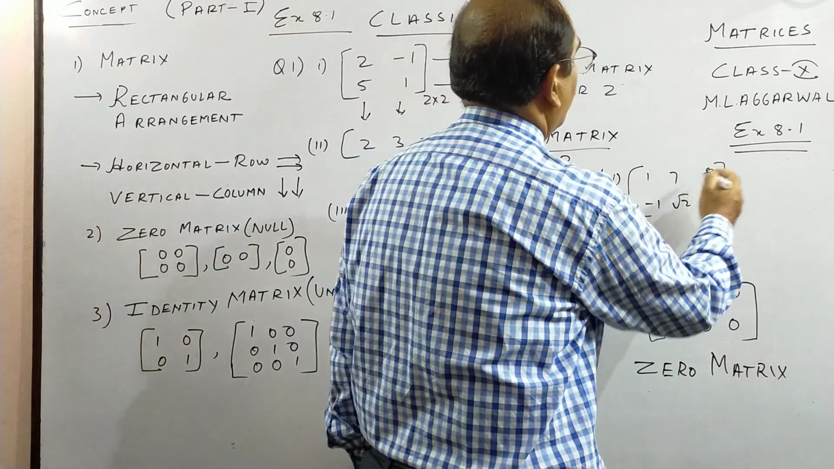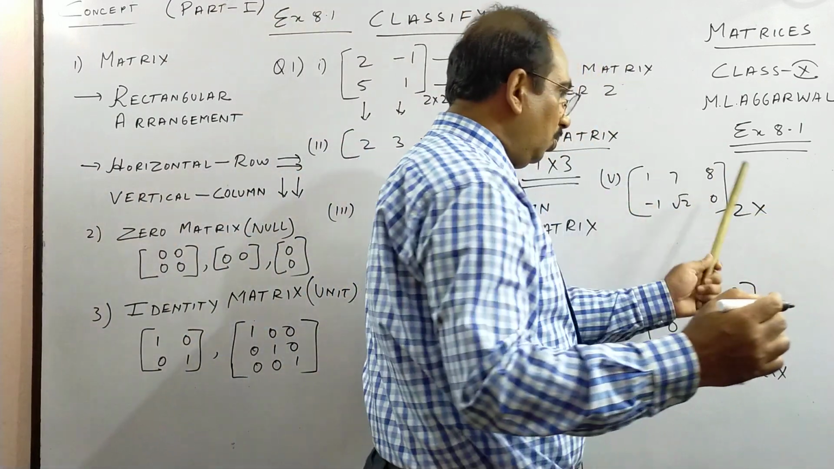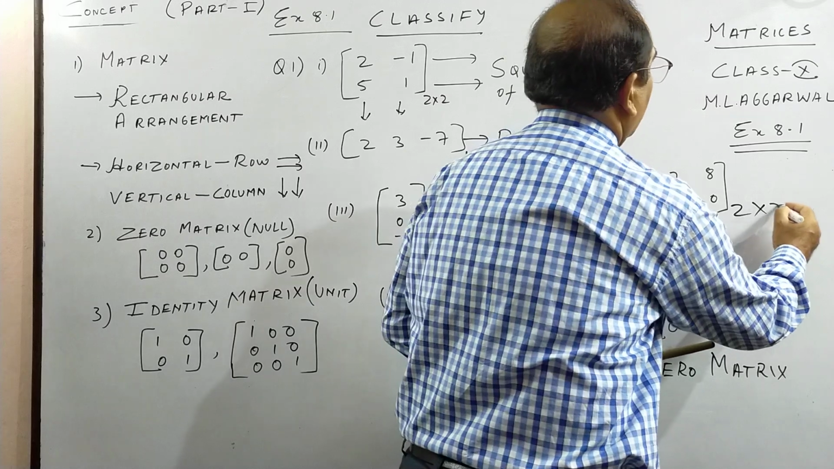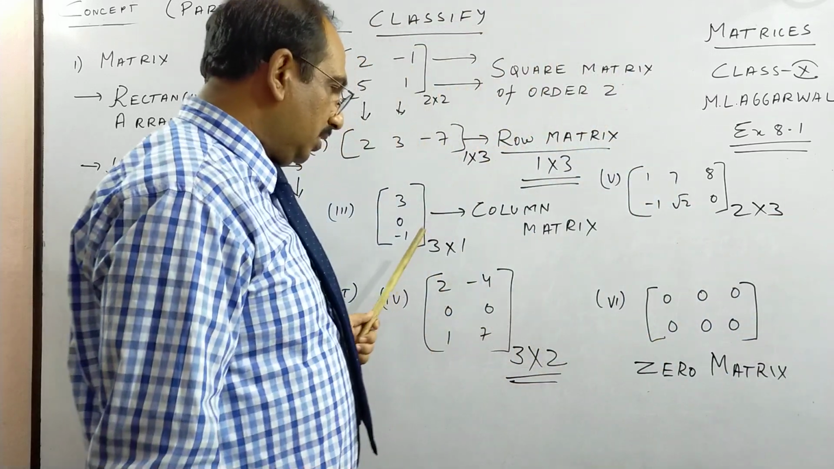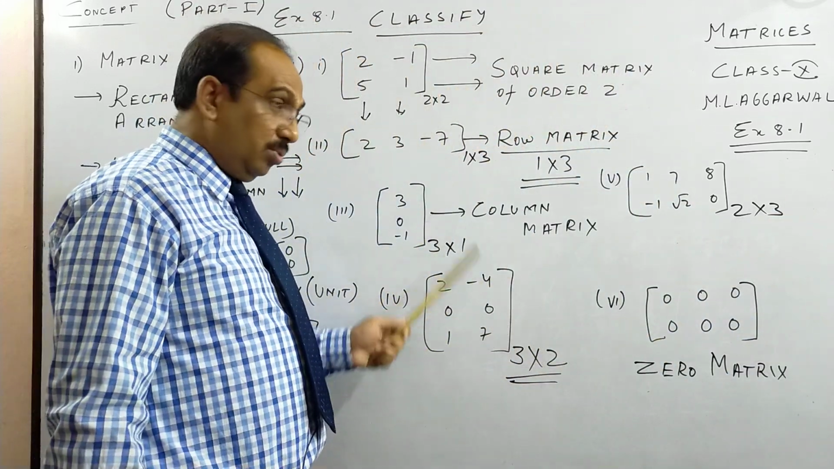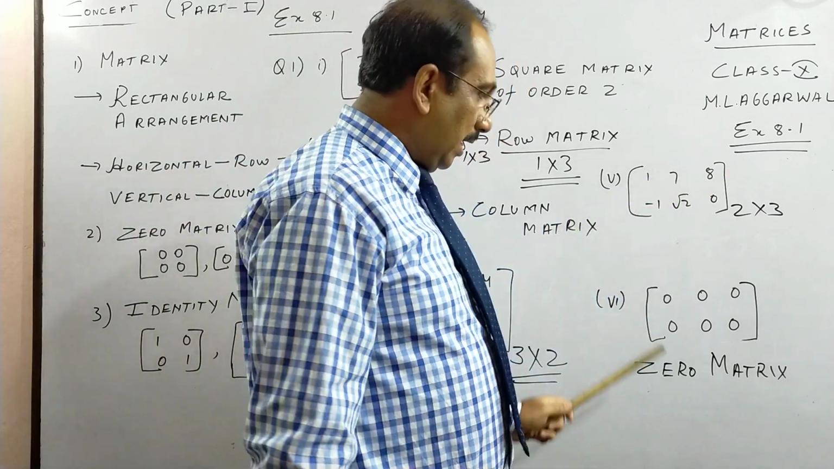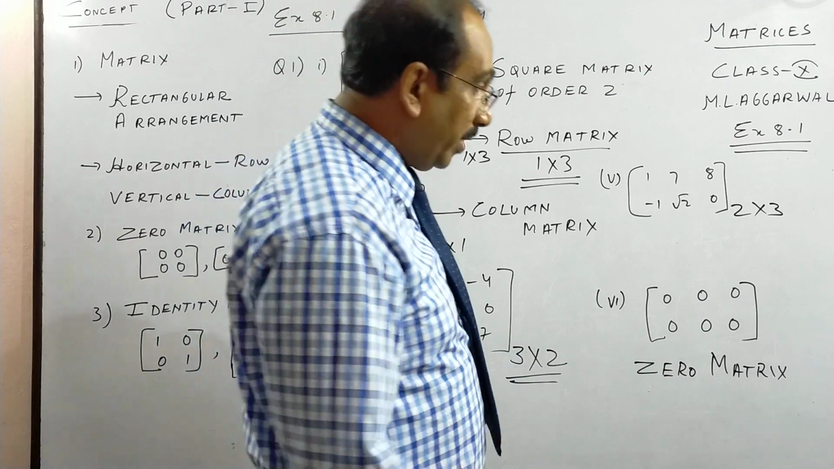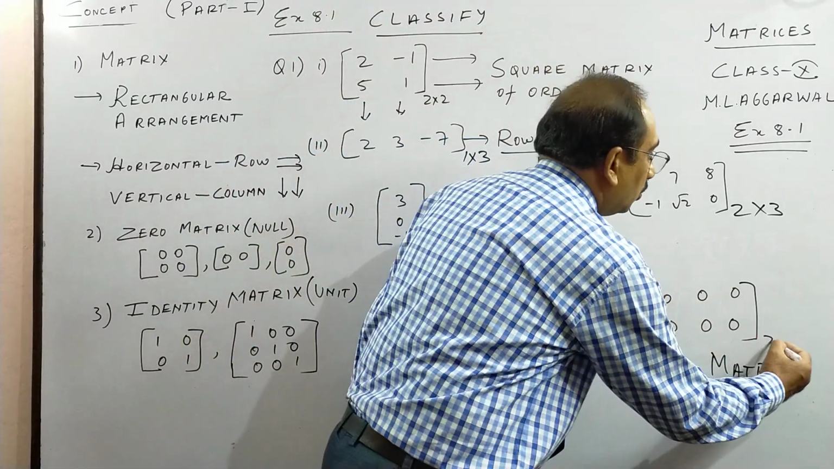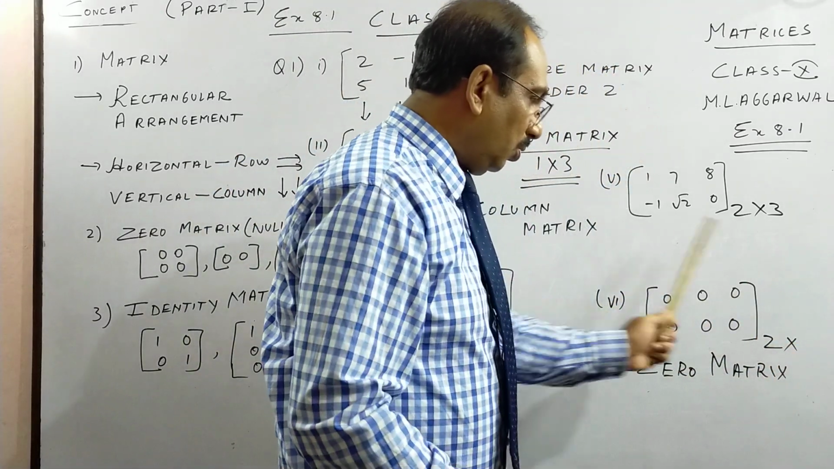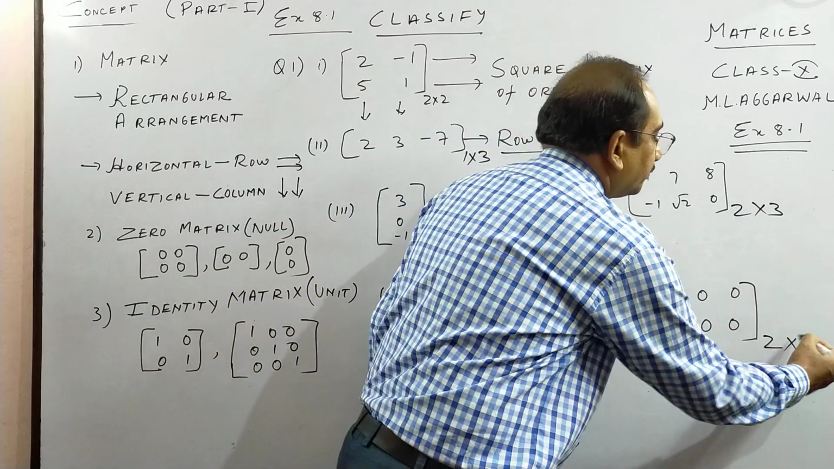This is a matrix of 2 rows and 3 columns, so this was 3 by 2 and this is 2 by 3. And the last one, this is a zero matrix. But what is the order? 2 rows and 3 columns.